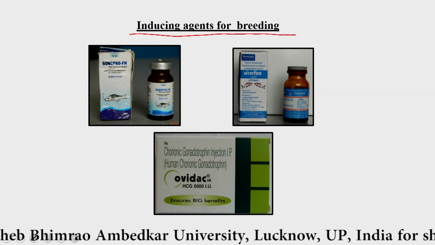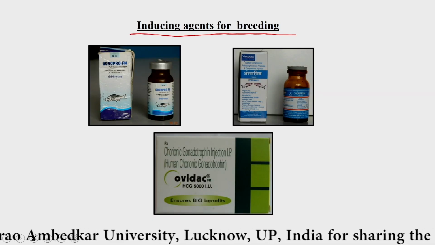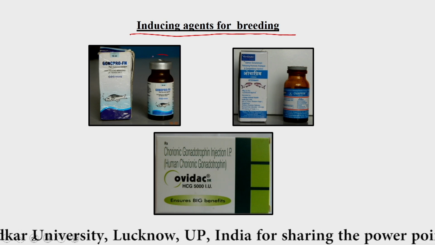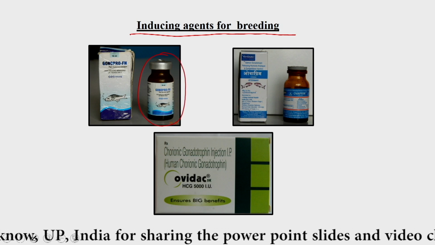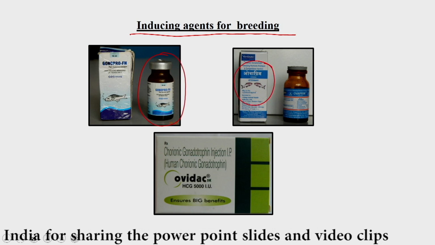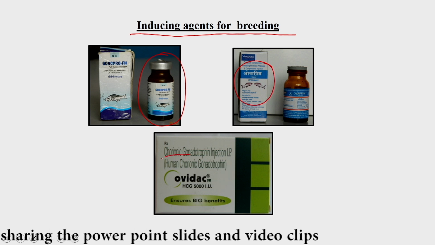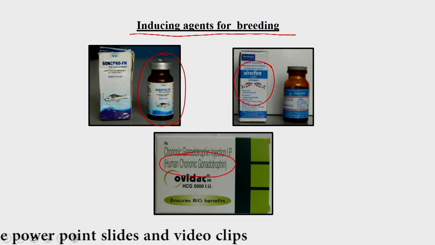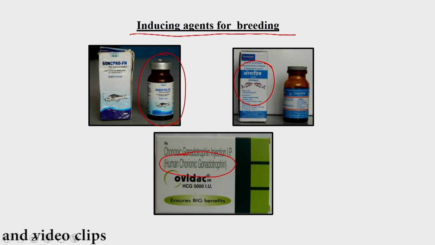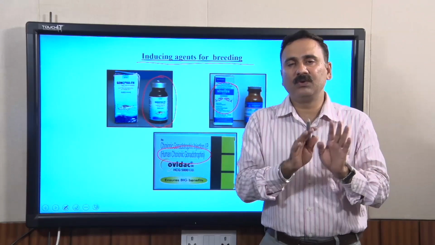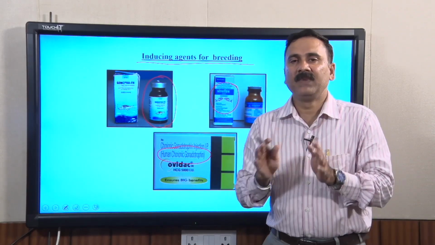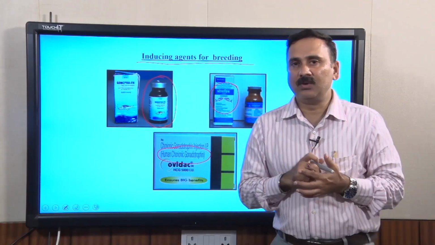So, what are the inducing agents for breeding? Mostly you are going to use the gonadotropin hormones, or you are going to use the ovaprim, or sometimes people are also using the HCG, which is called the human chorionic gonadotropin. So, in general you are going to use the gonadotropin hormones for inducing the ovulation. Now you have segregated the male and female, you can use the hormones.